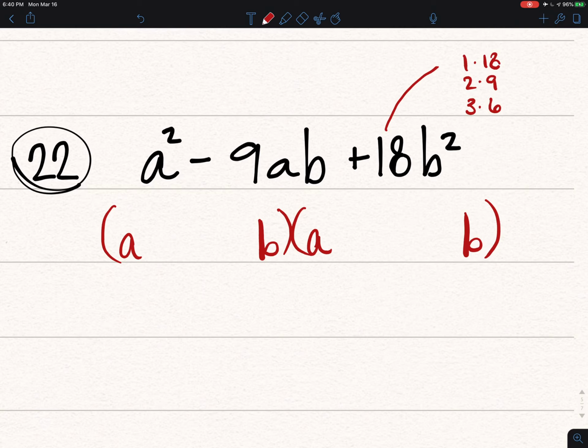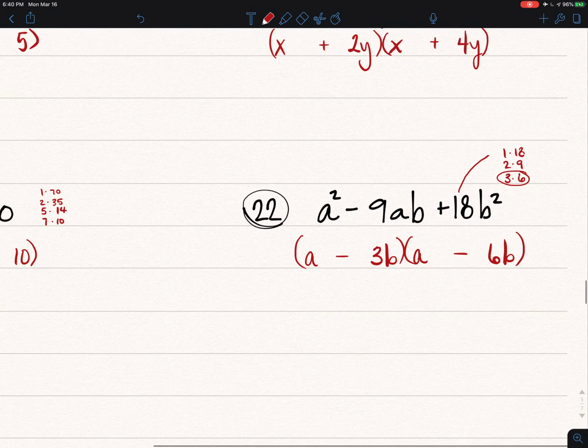So which pair will add or subtract to give me a negative 9? All right, so you should be able to tell that the 3 and the 6 is the pair I want. So I'm going to have a 3 and a 6. Now, not only do I just need to add or subtract to give a positive 9, I need a negative 9. So what do I do with my 3 and my 6 to add or subtract to give me a negative 9? They would both need to be negative. A negative 3 and a negative 6 will give me a negative 9.